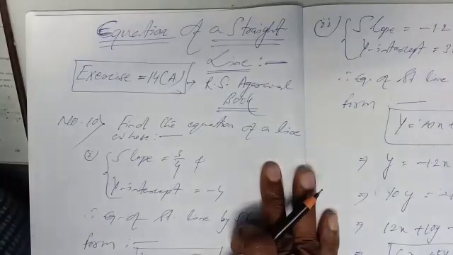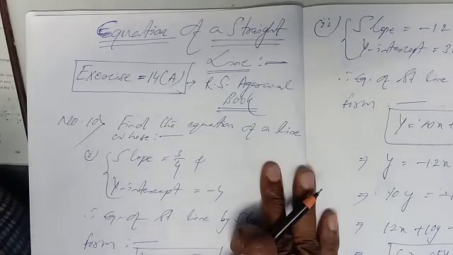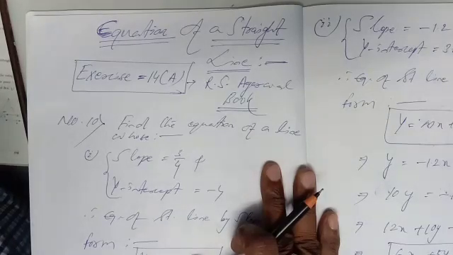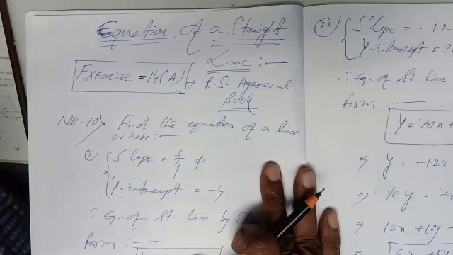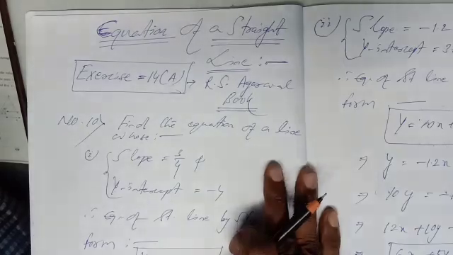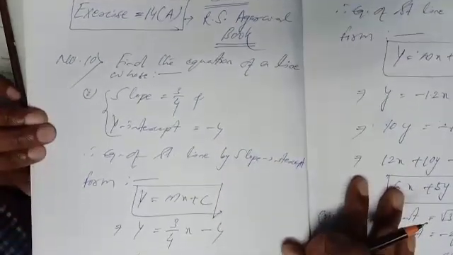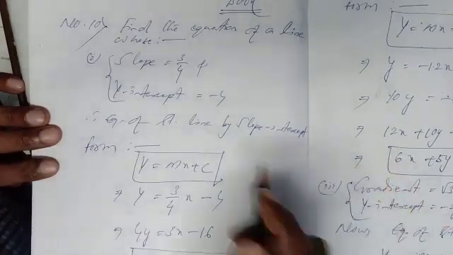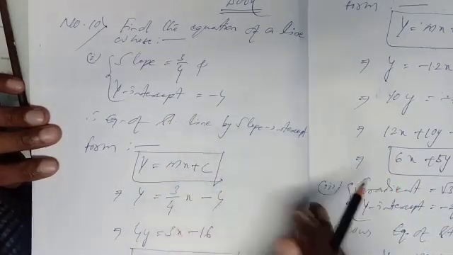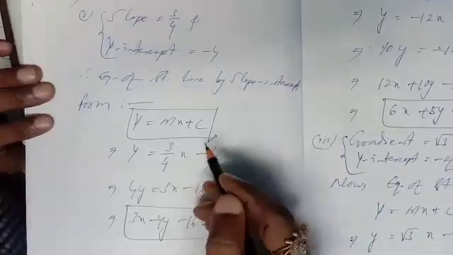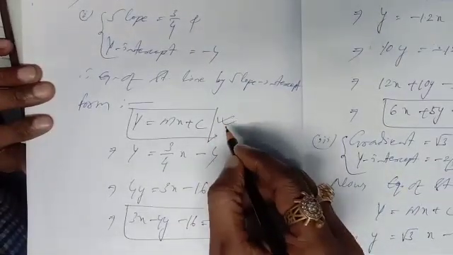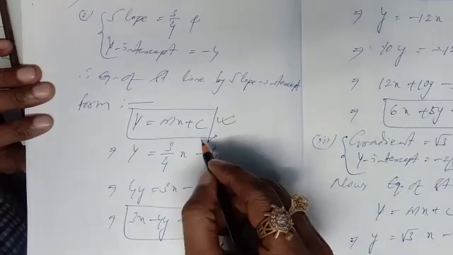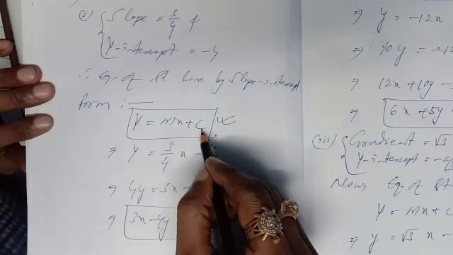Hello students, last class I started equation of a straight line from the book R.S. Agarwal, exercise 49. I have completed number 10. See the question number 10. Find the equation of the line whose slope and y-intercept are given. Slope given, y-intercept given, you have to apply the slope intercept form to find the equation of a line. Here m is the slope and c is the y-intercept.